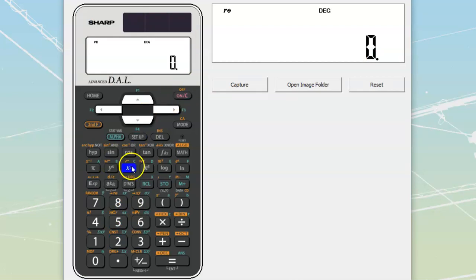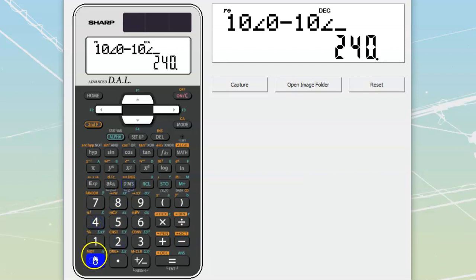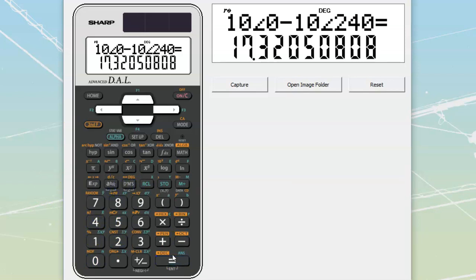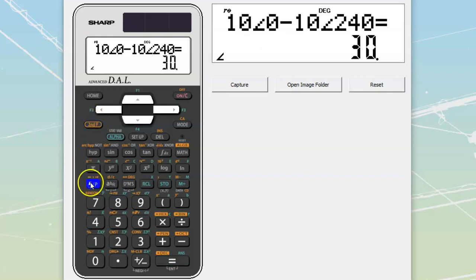Let's do that on our calculator over here. So I'm just going to take the value of 10 angle 0 minus, because this thing is going the opposite way out of the node, 10 angle 240, which is going to give me a value of 17.3 as being my total amount of line current, and that's happening at an angle of 30 degrees. Compare that with the result that they have at the very bottom of the equation on page number 30.